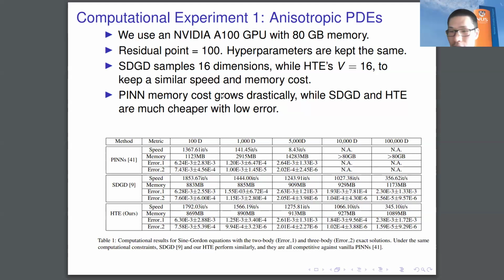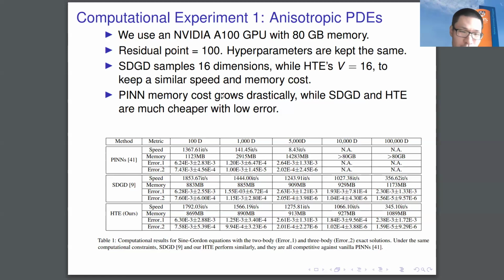You can see that the memory cost of PINN actually grows drastically. In 10,000 dimensions, PINN will fail. Its memory cost grows relatively fast. And you can also see the speed, which is iterations per second. In 5,000 dimensions, it can only run 8 iterations per second. So if we optimize for 10,000 iterations, it's about 2 hours. Maybe half an hour to 1 hour. Sorry, it's 1 hour, so it's very slow.